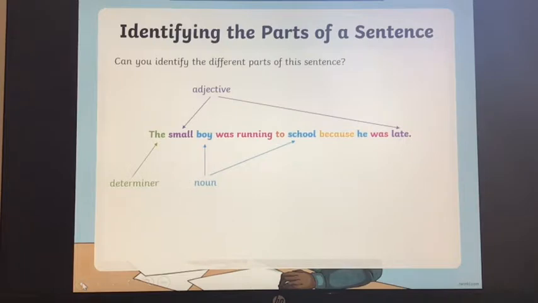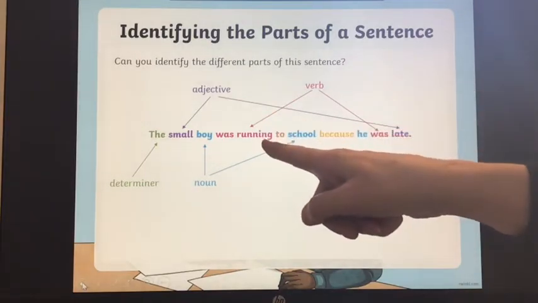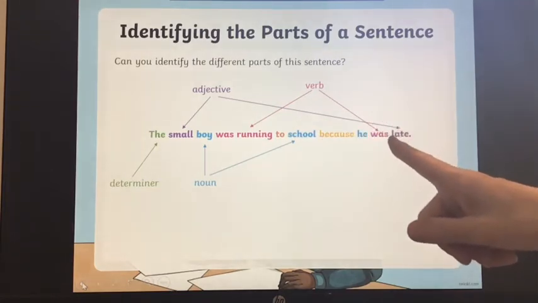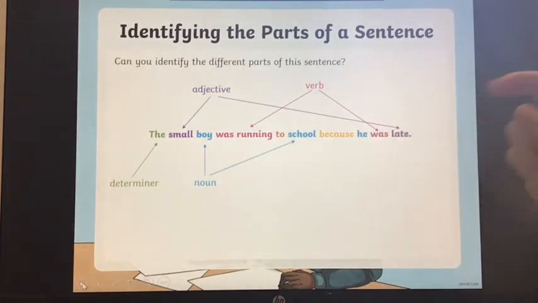And number 4, you need to be looking for the verbs in this sentence, and I can see 2. So the verbs here are was running and was late. Remember, verbs are doing words, but they can also be being words. So here was running, that's what the boy was doing. Was late is a being word, he was late.